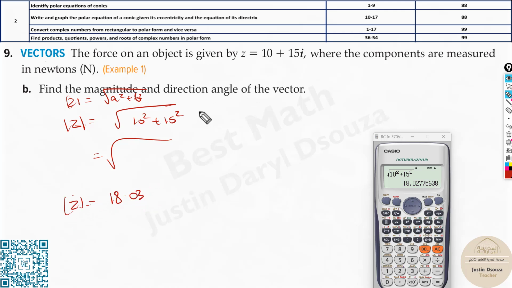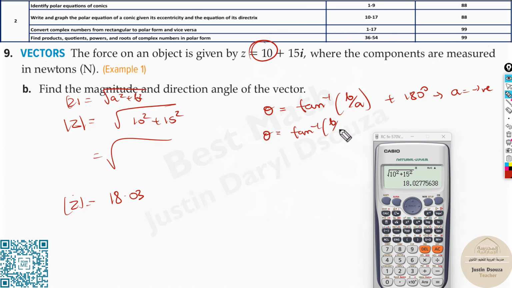What about the direction? So the direction is given as theta, the angle theta. It is tan inverse of B by A. This is the generally used formula. But this changes. We add 180 degrees if at all this A value is negative. So this formula is for when A is a negative value. This A value, A plus BI, right? But now this is positive, so we just use tan inverse of B by A.